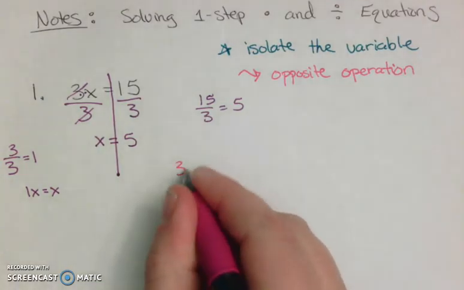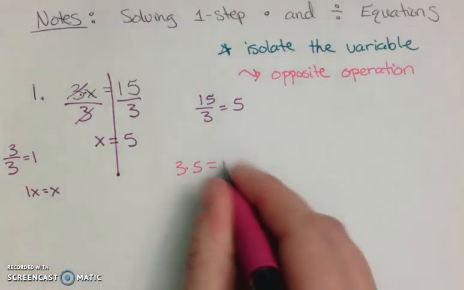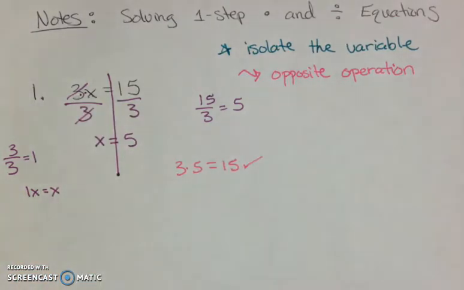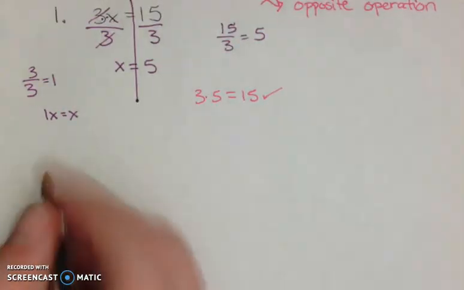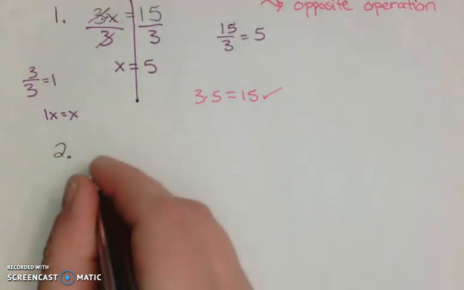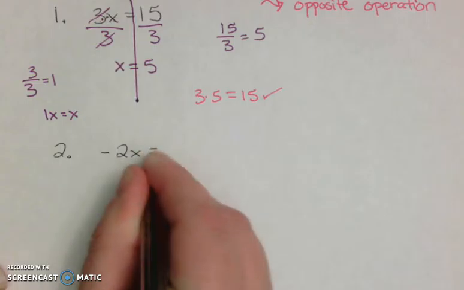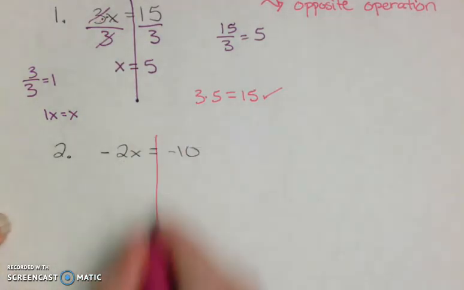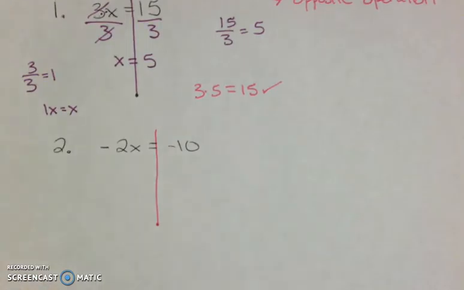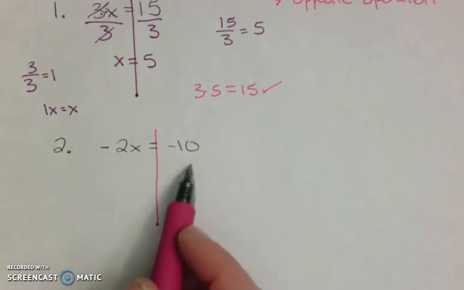And we can check that. Remember, if x is 5, 3 times 5 is 15. So I know it's correct. So I was just explaining why and how it works to divide when there's multiplication. So in our next one, I'm going to draw our line. So think about it. Can you do it in your head? Do you know what negative 2 times what is negative 10?